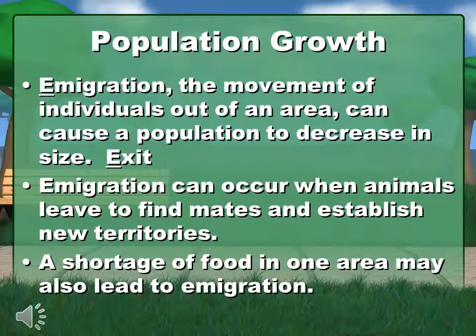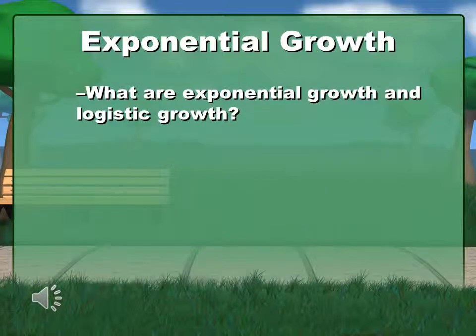Population growth. Emigration, the movement of individuals out of an area, can cause a population to decrease in size. You can remember emigration because it starts with an E and the E stands for exit. Emigration can occur when animals leave to find mates and establish new territories. A shortage of food in one area may also lead to emigration.